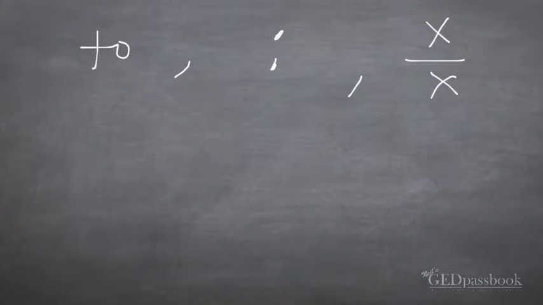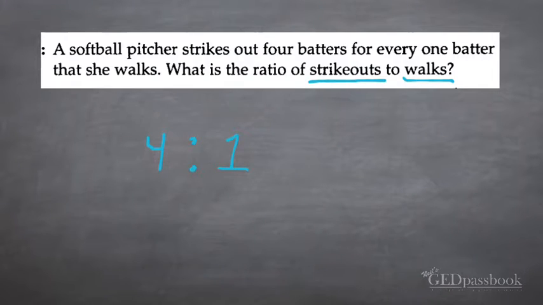Or, like I said before, you could write it out as a fraction, 4 over 1. Or you could write it as, let me write it down here, 4 to 1. Doesn't matter. What we're doing is writing out our ratio of strikeouts to walks. So, this is how we write a ratio. And it all depends on the question, all right?